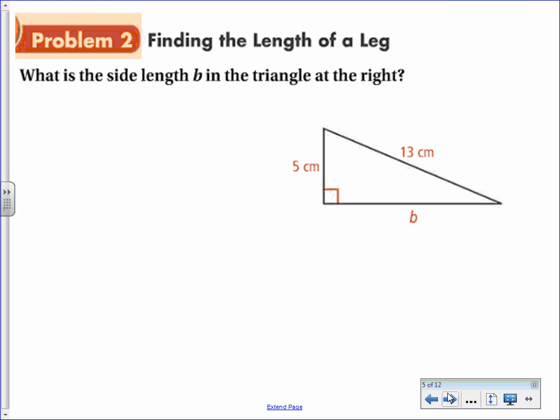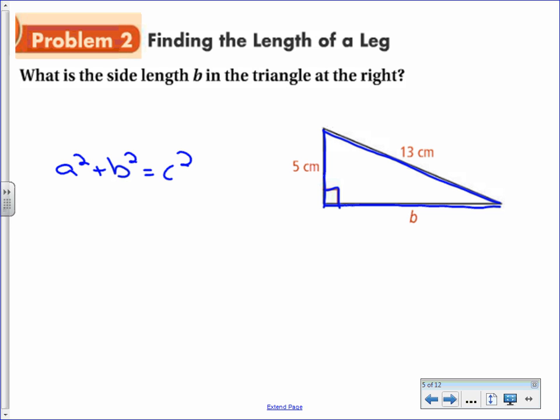All right, here's problem number 2. A little bit different. What is the side length of B in the triangle at the right? So our legs are the numbers 5 and the letter B. Those are my legs. My hypotenuse is across from 90 degrees. My hypotenuse is 13. So start off with A squared plus B squared equals C squared.